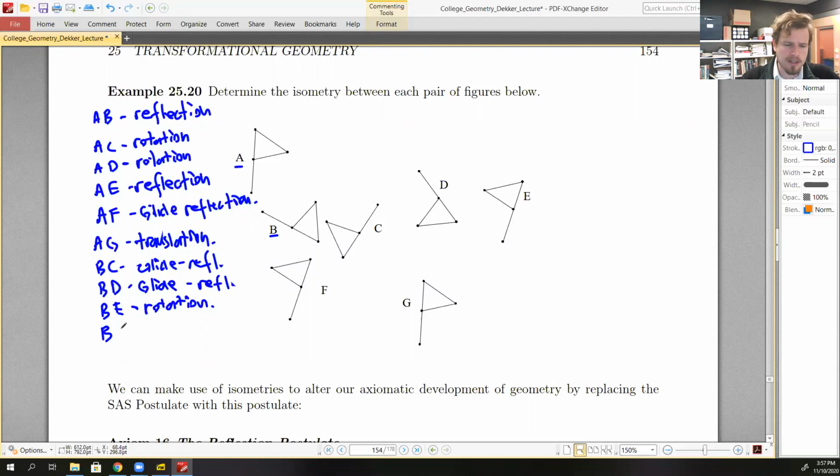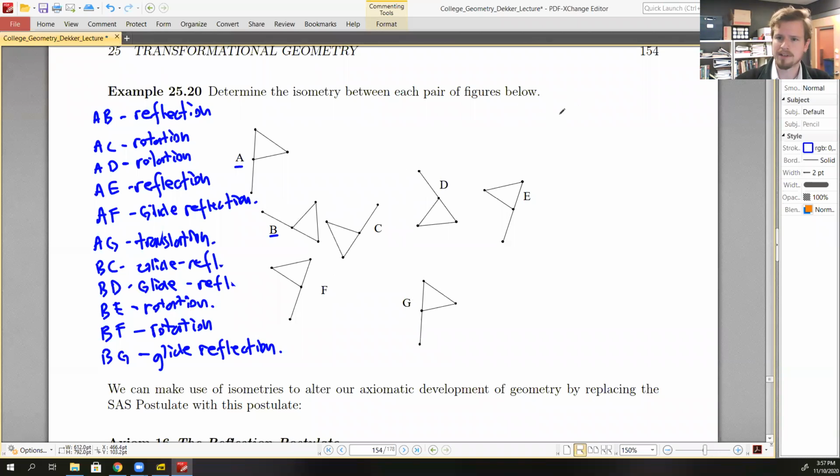So next would be BF. Comparing B to F, flag pointed to the left, flag pointed to the left. It must be a rotation again, since we don't have an obvious translation. So that brings us to BG, comparing B to G. Flag pointed to the left, flag pointed to the right. No obvious line of reflection, so this must be a glide reflection. Excellent, so that's about half of them. So we've gotten through A and B.